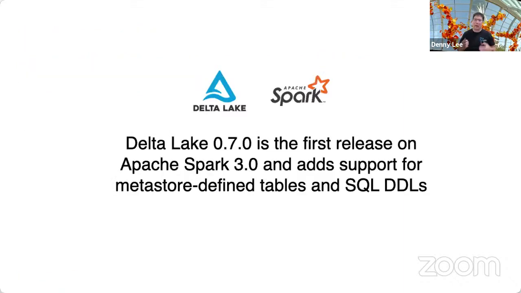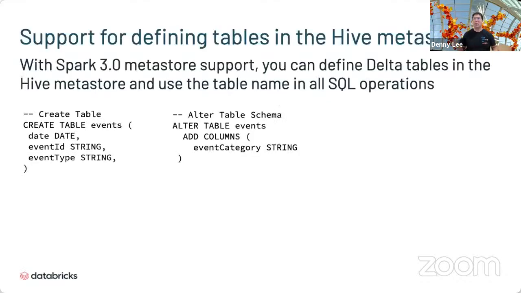And so, as of Delta Lake 0.7, and by the way, I forgot to update the slide, let's note the fact that we recently announced Delta Lake 1.0 as part of the Data and AI Summit that recently happened. But from Delta Lake 0.7.0 onwards, we actually support Spark 3.0 and add support for metadata defined tables and SQL DDLs. Okay, so what does that mean? Right.